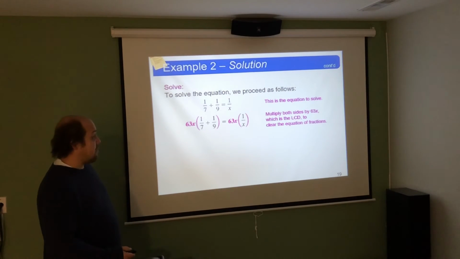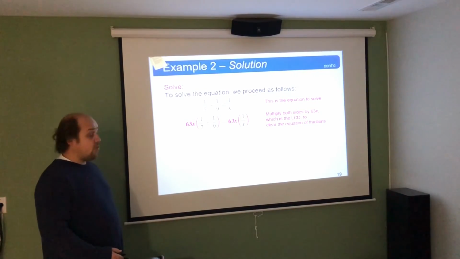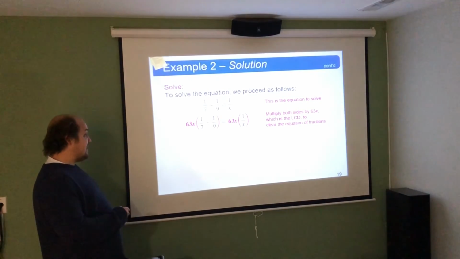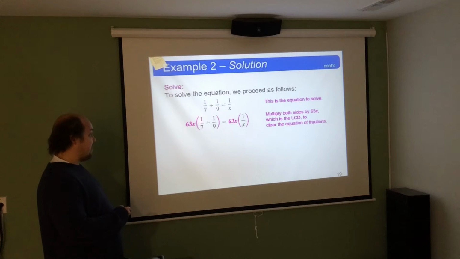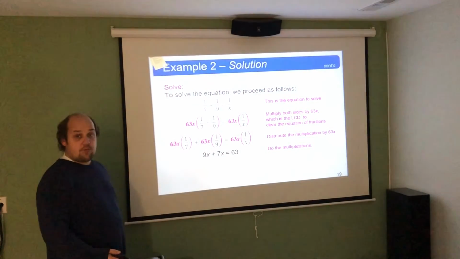7 times 9 times x is 63x. If I multiply the whole left side by 63x and the whole right side by 63x, I'll get rid of all the fractions. On the left side, 7 and 63x will cancel to give me 9x, plus 9 and 63x will cancel to give me 7x, and then on the right side, 63x and x will cancel to just give me 63. So I'm left with 9x plus 7x equals 63.